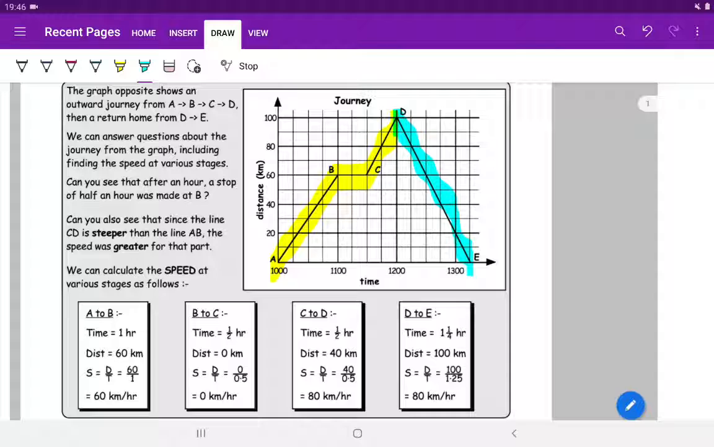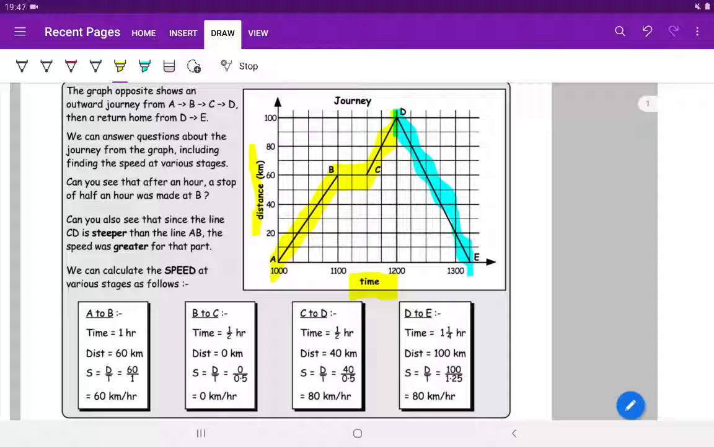Now, it says we can answer questions about the journey from the graph, including finding the speed at various stages. So, up the side here, we've got distance in kilometres on our y-axis, okay? And along the bottom on our x-axis, we've got the time, and you can see that we're starting at 10 o'clock and we're finishing just after 1 o'clock. So, can you see that after an hour, a stop of half an hour was made at B?